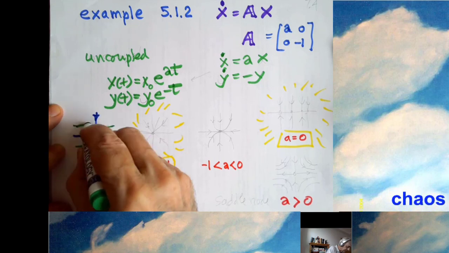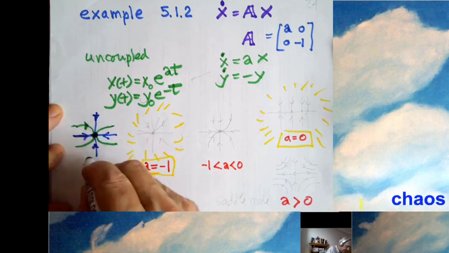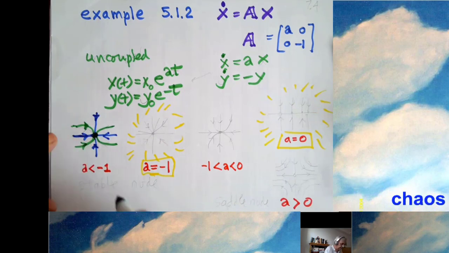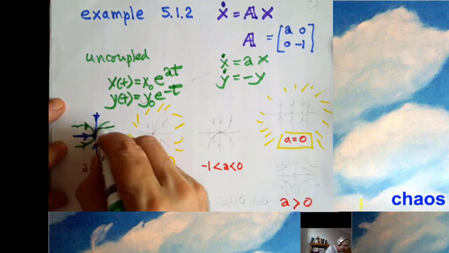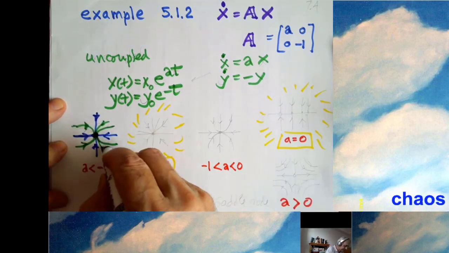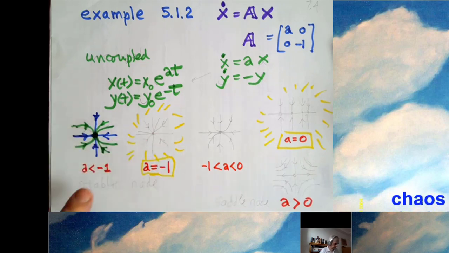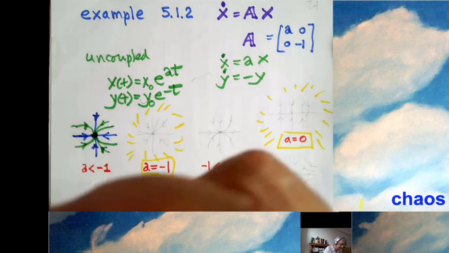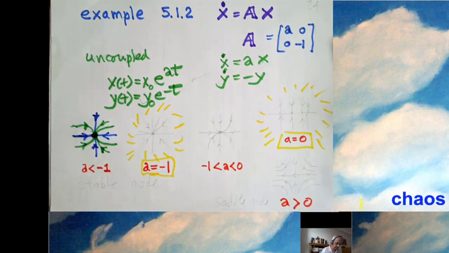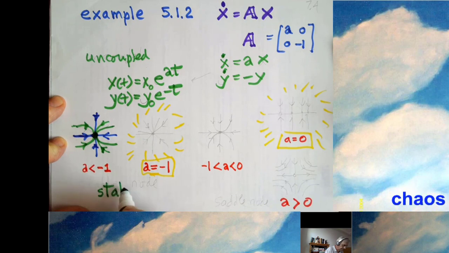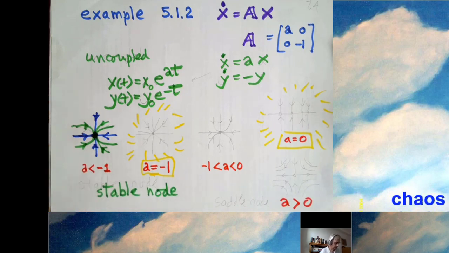So the entire phase plane is falling into the fixed point, and the flow looks like that. It's stronger this way than that way because I have stronger contraction. So this is called a stable node. Stable fixed point is one of the popular names.